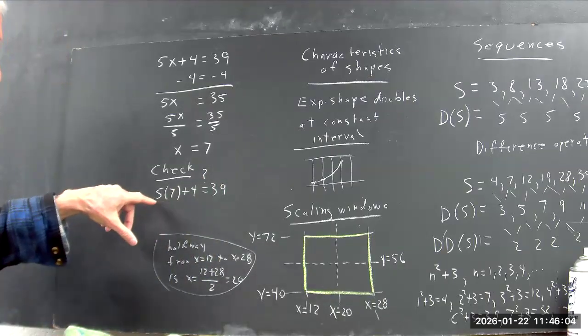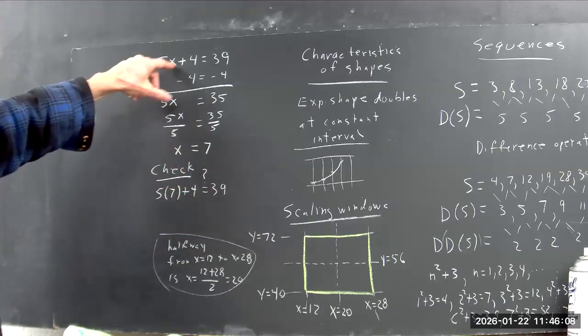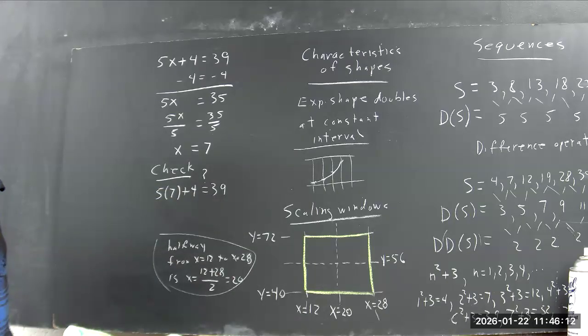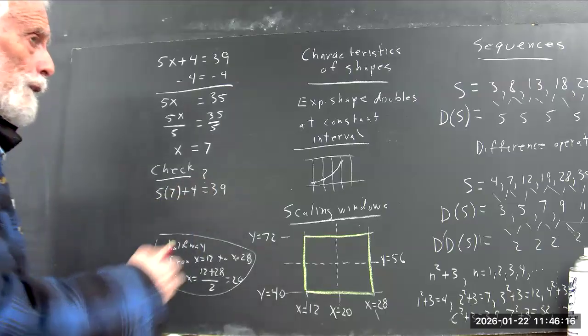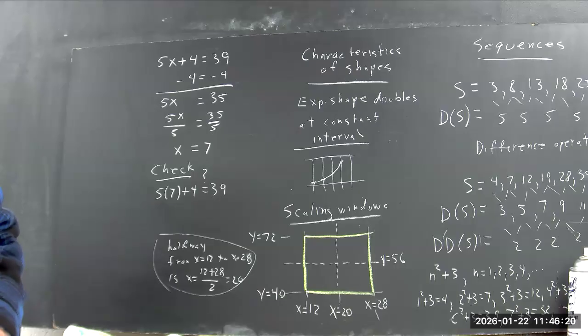I like to write it like this: 5 times 7 plus 4 equals 39. You plug 7 into the original equation and see if it's true. And you put a question mark over that equal sign because you're asking if it's true. Because you're eventually going to make a mistake.